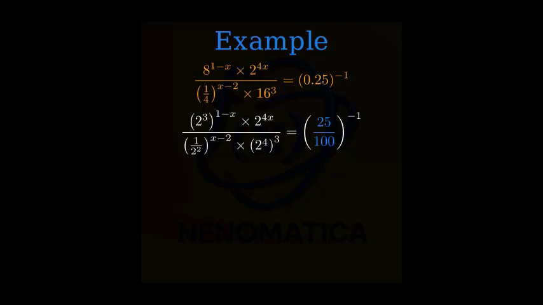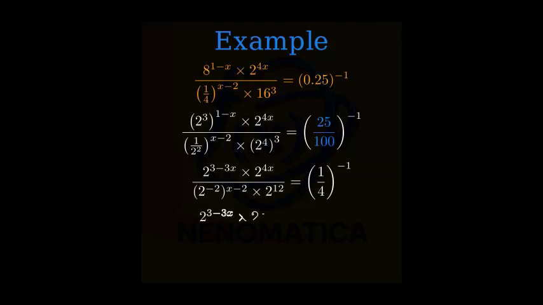Next, I'll apply the power rule for exponents, which states that the power of a power equals the product of powers. So (2^3)^(1-x) becomes 2 to the power of 3 times (1 minus x), which simplifies to 2 to the power of 3 minus 3x. Similarly, for the other terms, I'll expand all the exponents and simplify where possible. Now, I'll continue to simplify the expression. In the denominator, I'll apply the power rule again to expand (2^-2)^(x-2). This becomes 2 to the power of negative 2 multiplied by (x minus 2), which gives us 2 to the power of negative 2x plus 4.